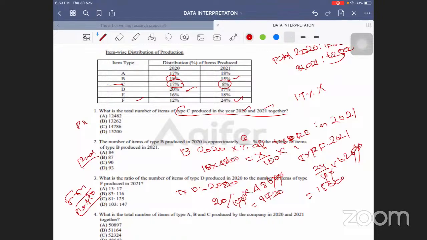15,000 is the type F in 2021. So we need to find the ratio: 9720 is to 15,000. Okay, so for that, both of the numbers are divided by a common number. Then only we can identify the fraction ratio.